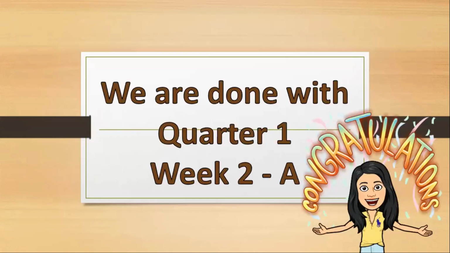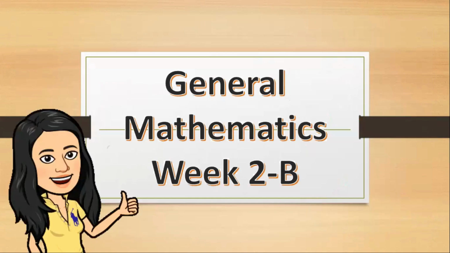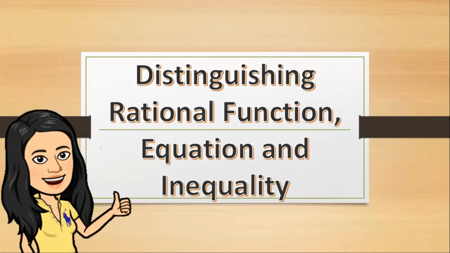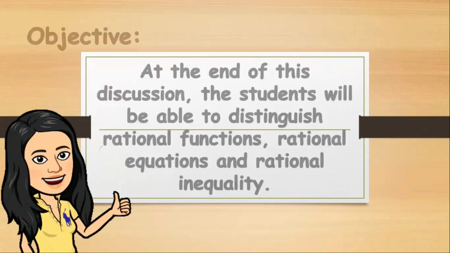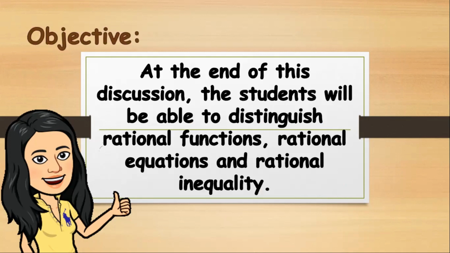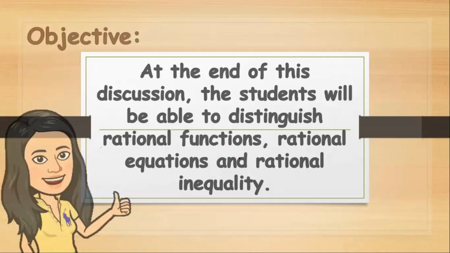We are done with quarter 1 week 2A, and let's continue with General Mathematics week 2B. It is about distinguishing rational function, equation, and inequality. The objective of this is, at the end of this discussion, the students will be able to distinguish rational functions, rational equations, and rational inequality.